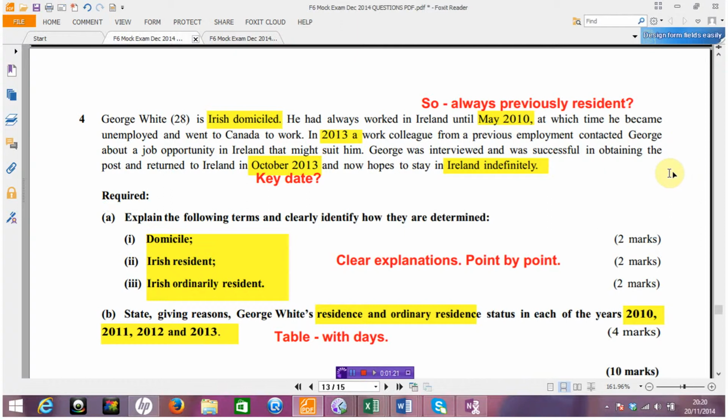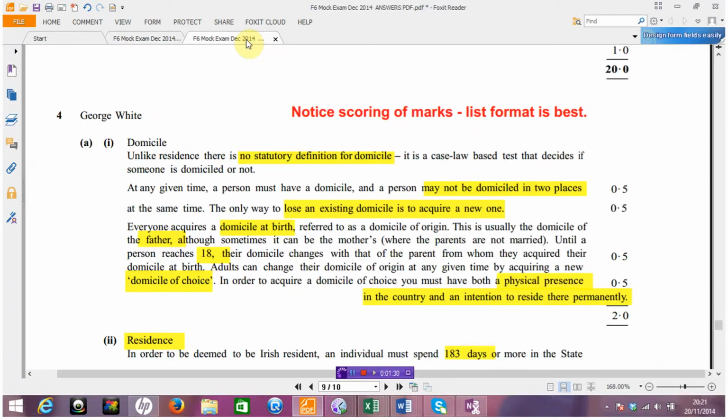Quite a good question on residency. This certainly covers the whole area to a large extent, and covers all of the key points that you need to know walking into the exam. So let me take you through the answer.